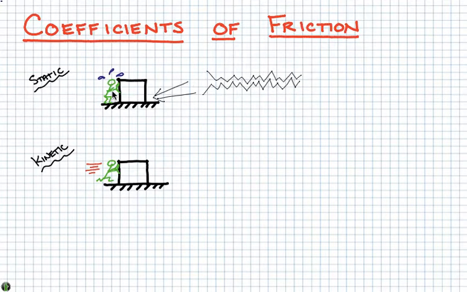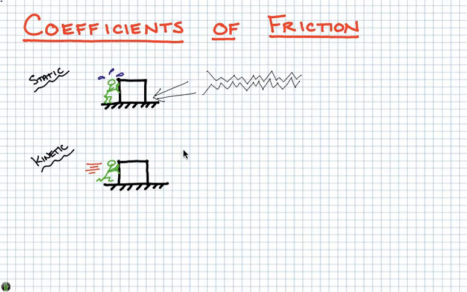Now, when this is in the static case, these little ridges have had enough time to really interlock with one another. Since there's no motion, they are deep within the crevices of one another, and if you try and push this object, you're really going to have to overcome all of these interactions between these two surfaces. So it takes a fairly large amount of force, depending on the object, in order to get this object to start moving.